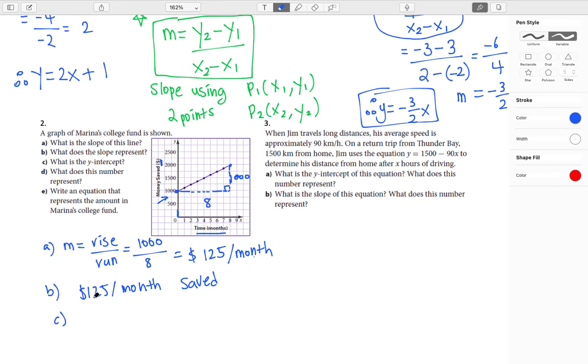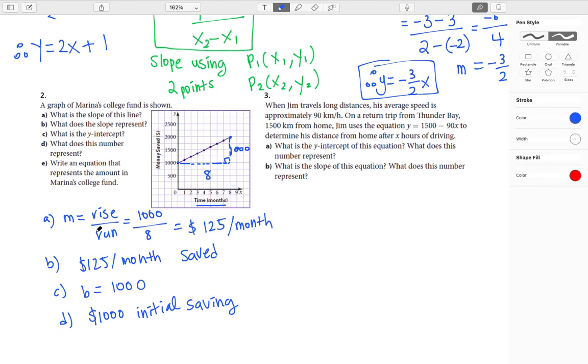Letter C, what is the y-intercept? Okay, so if you take a look here, on the y-axis, it looks like my y-intercept is 1,000. So my y-intercept, b, is 1,000. And what does this represent? Well, it looks like 1,000 is the initial starting point, the initial saving that she started with. So she probably put in $1,000 in the beginning of the fund. And then she started saving from there.